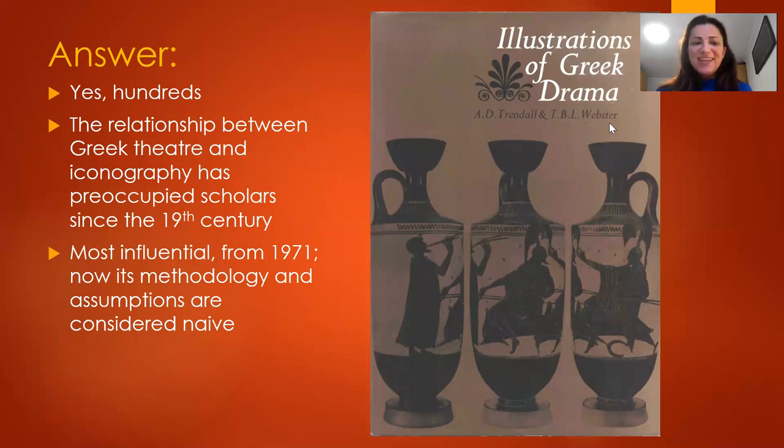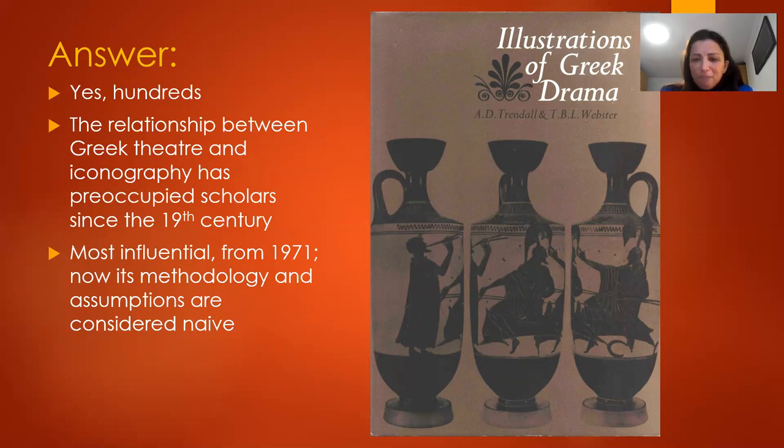Okay, so in short, the answer to the first question is yes, hundreds. There are hundreds of vases that are relevant to our understanding of Greek drama and our understanding of the reception of Greek drama in the Greek world, not only in mainland Greece, but also east and west of mainland Greece. They started being studied systematically already in the 19th century.